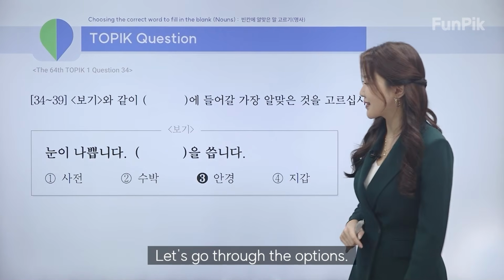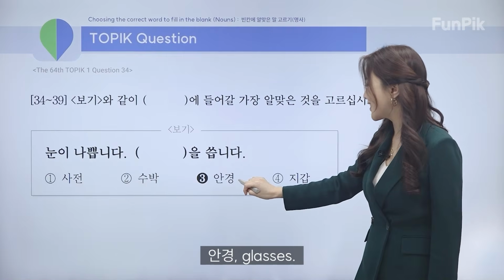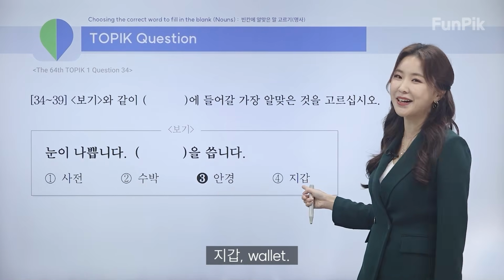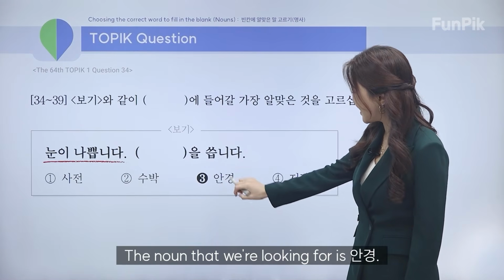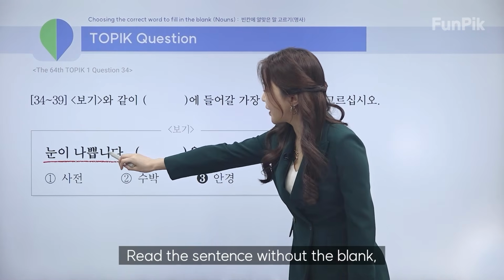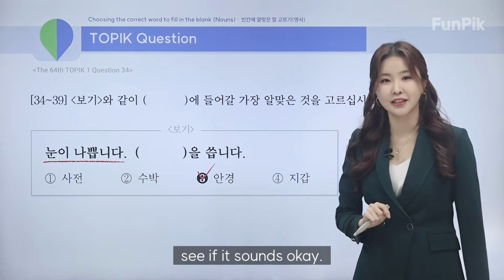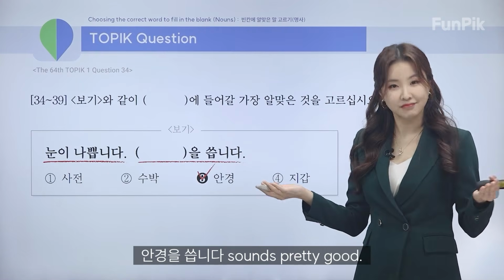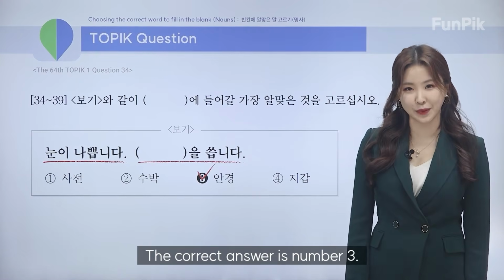Let's go through the options. 사전, dictionary, 수박, watermelon, 안경, glasses. That's why this is the correct answer. And the final one, 지갑, a wallet. Okay, so the noun that we're looking for is 안경. Let's put it into the sentence, see if it sounds okay. 안경을 씁니다. Sounds pretty good. So the correct answer is number 3.